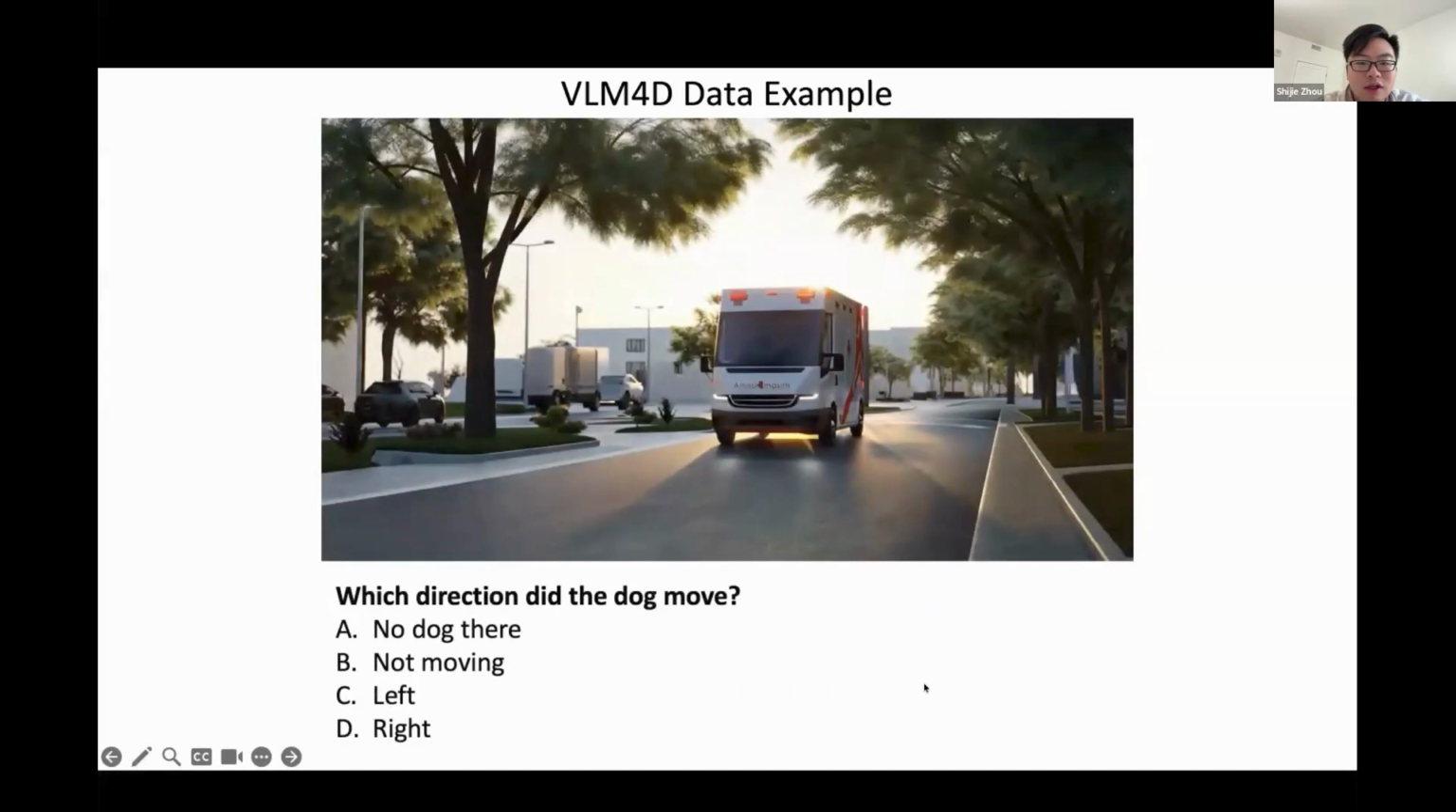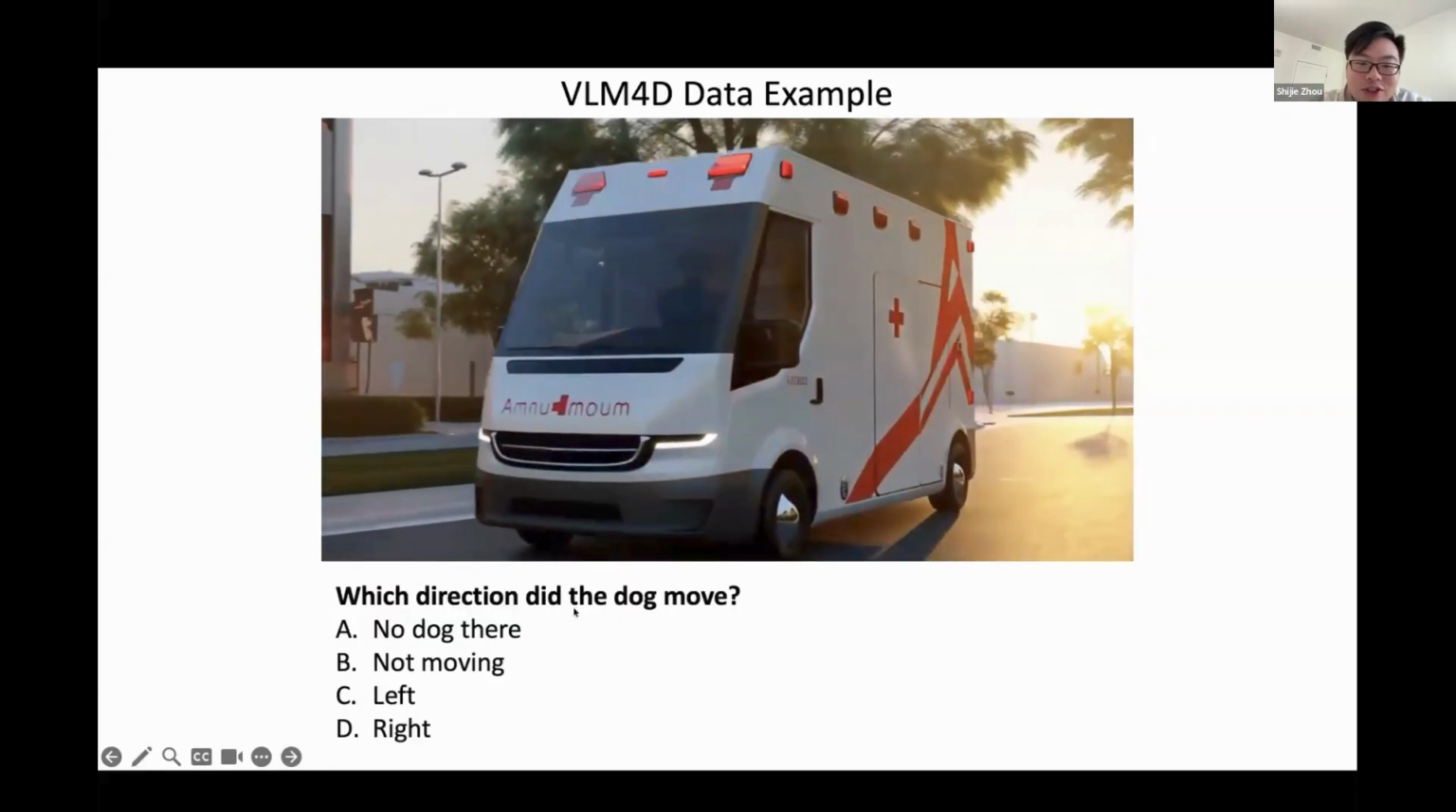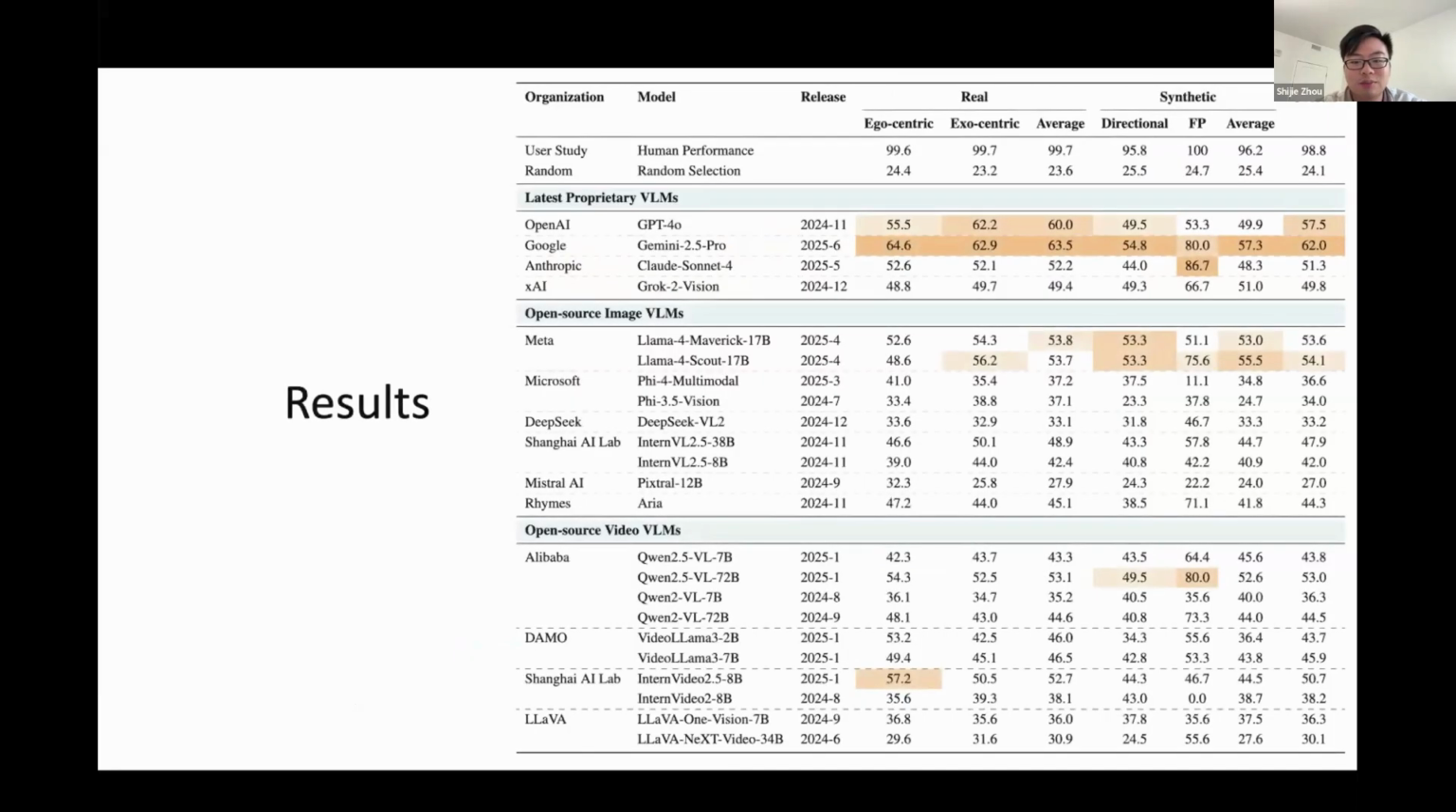And the final one, let's see. There is an ambulance, but I'm asking you, which direction did the dog move? So obviously there's no dog there, and we call this kind of question a false positive question that tests the VLM's critical thinking. False positive question here means that we query something that does not happen at all in the video. So we want to make sure that the VLM does not hallucinate during its reasoning process, and it must truly understand the scene and give the correct answer.